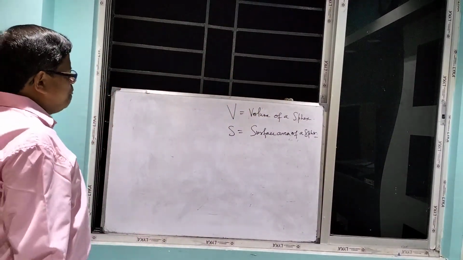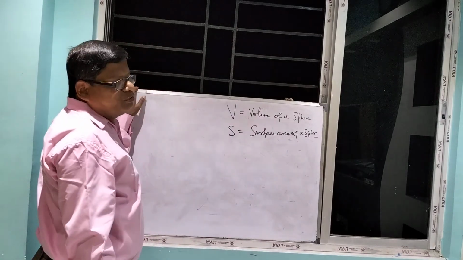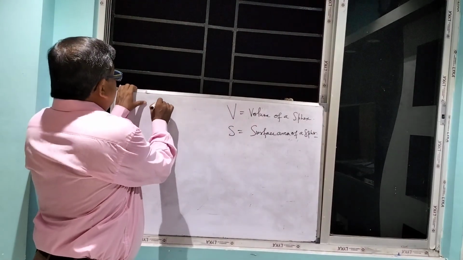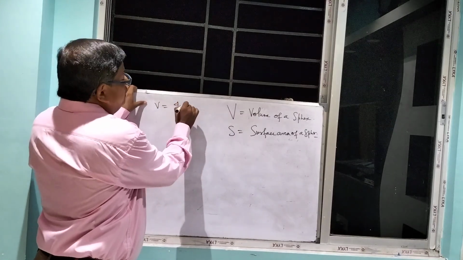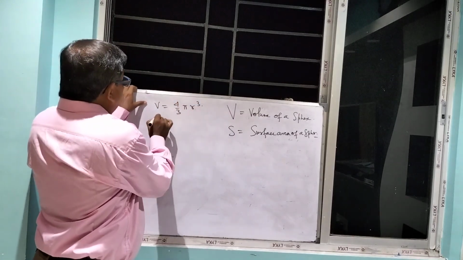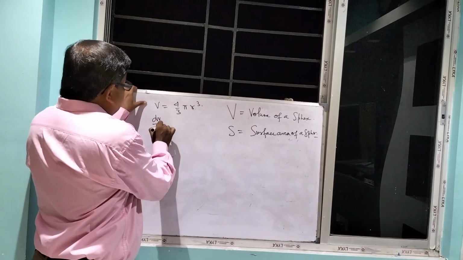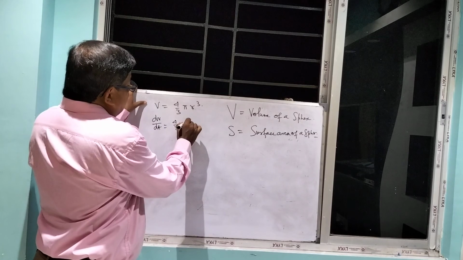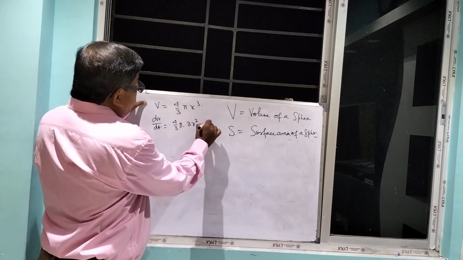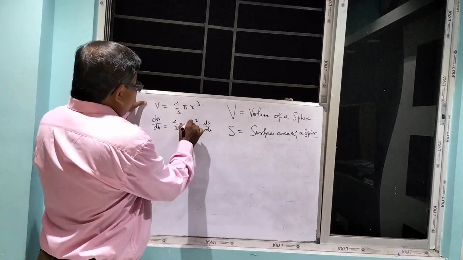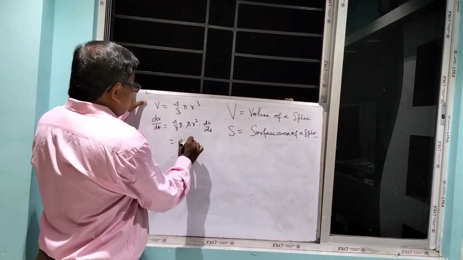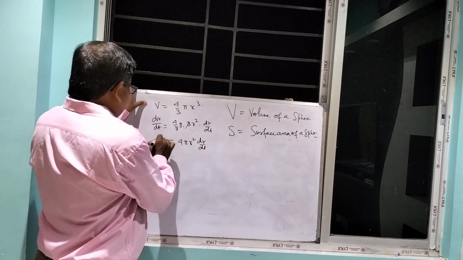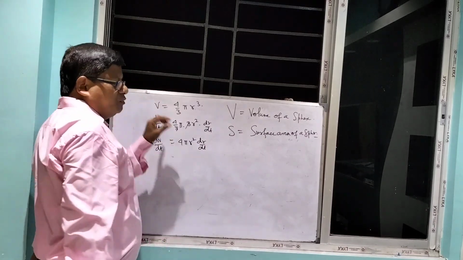So write, the sphere radius is r, then the volume, all of you know, is 4 by 3 pi r cube. So write V equals 4 by 3 pi r cube. So dV/dt you can write as 4 by 3 pi, that is 3 r square into dr/dt. We cancel it, 4 pi r square of dr/dt is dV/dt.